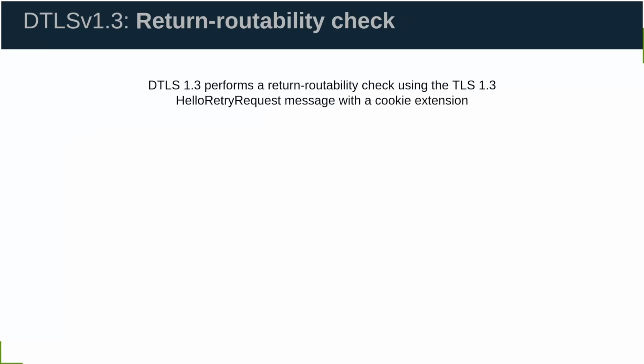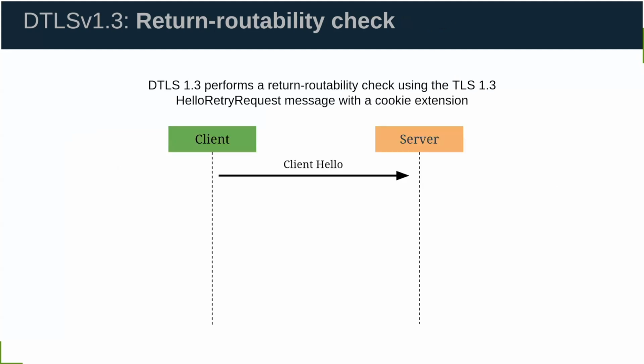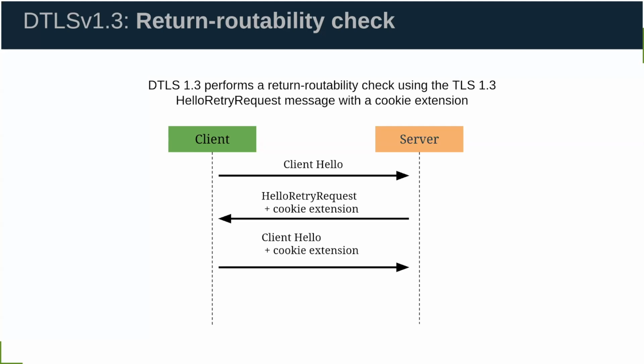Another nice thing is that now in DTLS 1.3, you can perform a return routability check using the hello retry request message. This improves the robustness of the server against denial of service attacks. How does it work? Basically, the client sends a client hello to the server, and the server sends a hello retry request with a cookie. The cookie is just a number, and the client replies back. And this shows to the server that the client can receive messages.